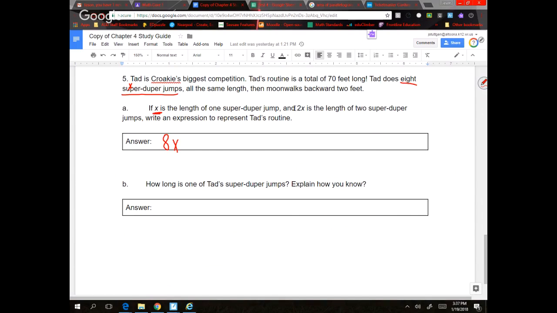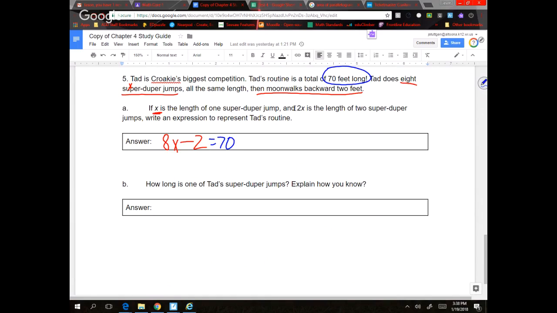Then it says he moonwalks backwards 2 feet. Backwards means you're subtracting, you're getting negative, so you're going to subtract those 2 feet. Now I know on your test question, one said backwards, one said forward. Obviously forward should be adding because you're going to the right, and subtraction will be going to the left. And the last part of this problem is it tells you they went 70 feet. There's your expression. And on the test, I didn't tell you how far they went in the first problem. It was getting down to that second problem where you had to plug that in and solve for that.